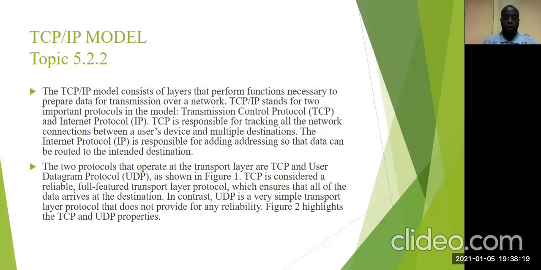The two protocols that operate at the transport layer are TCP and the User Datagram Protocol, UDP. In figure 1, in the next chapter, TCP is considered a reliable, full-featured transport layer protocol, which ensures that all the data arrives at the destination. In contrast, UDP is a very simple transport layer protocol that does not provide reliability.